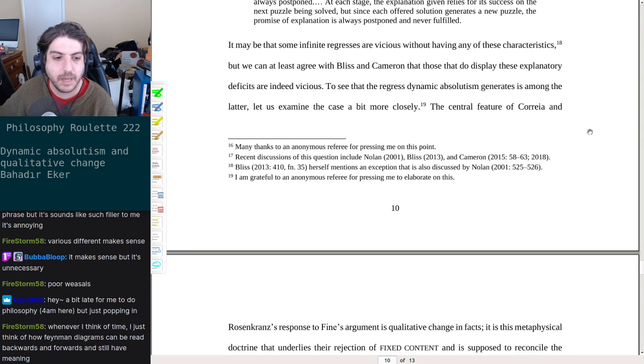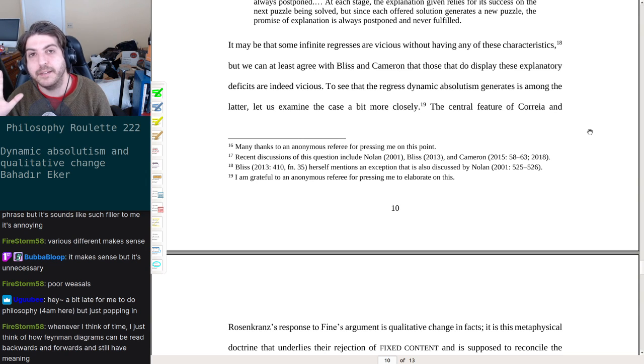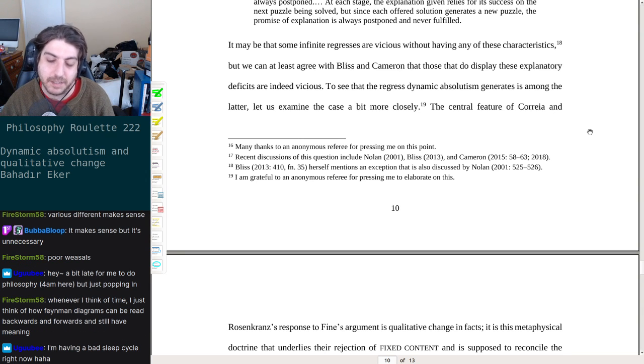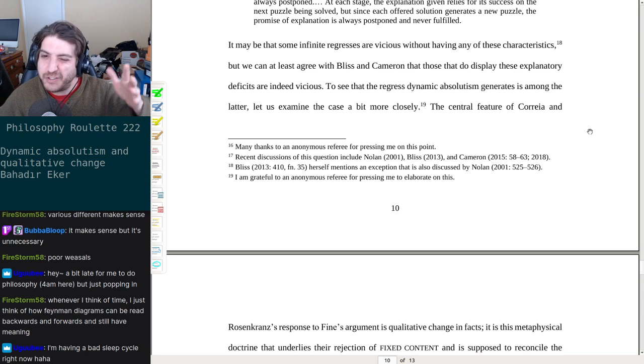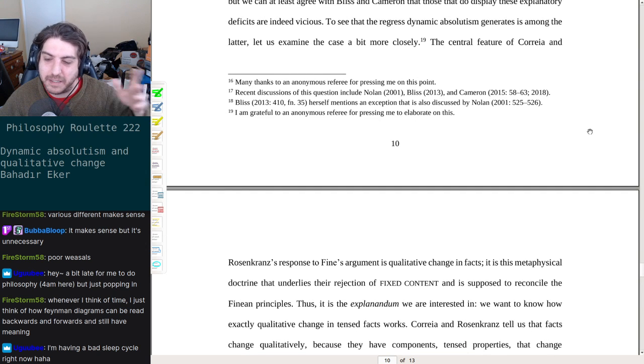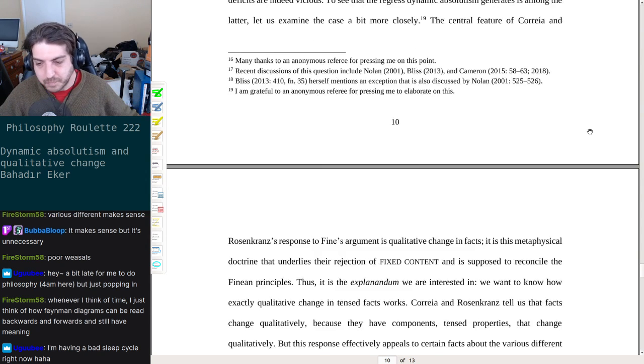Firestorm says, whenever I think of time, I just think of how Feynman diagrams can be read backwards and forwards and still have meaning. Yeah, that's always a really interesting thing. The diagrams in physics, you have to understand they have a lot of metaphysics of time built into them, because the way physics generally views the world is that it can be run forward and backward according to the laws of nature. In certain cases, it doesn't matter which way you're going. There's a lot of philosophy behind that, like why should that be the case, that you can read something in different time directions.